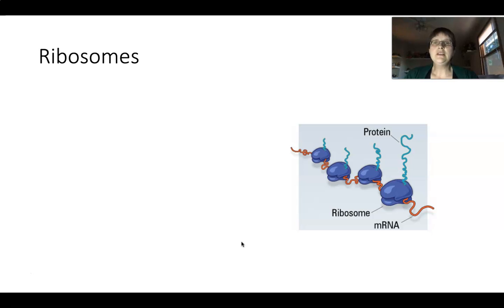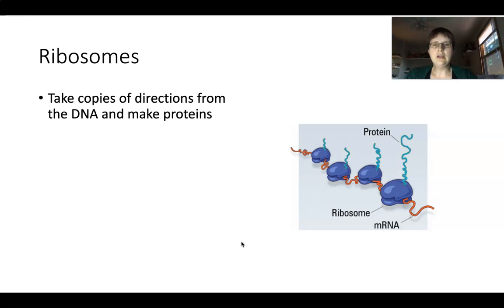This organelle, this is found in both prokaryotes and eukaryotes. It's not truly an organelle. It's more of just a little unit that is in the cells. So ribosomes, these guys are going to take copies of the directions from the DNA. And so that's what this little guy is, the mRNA. That's a copy of the DNA. They're going to read it and make proteins.